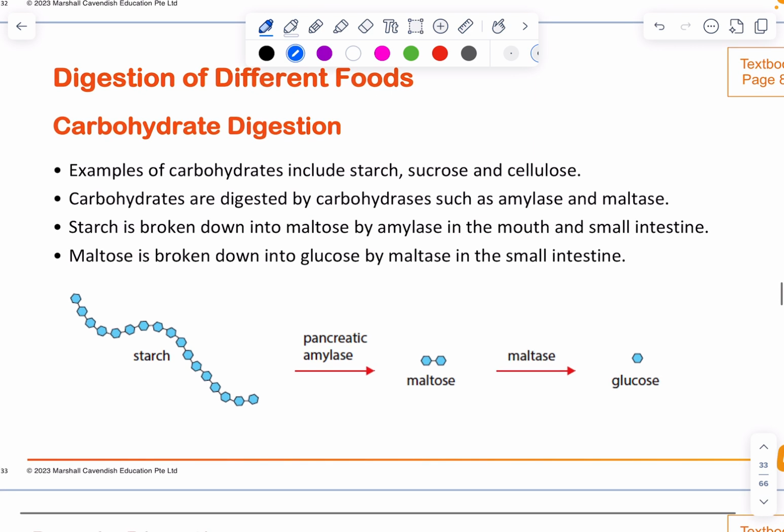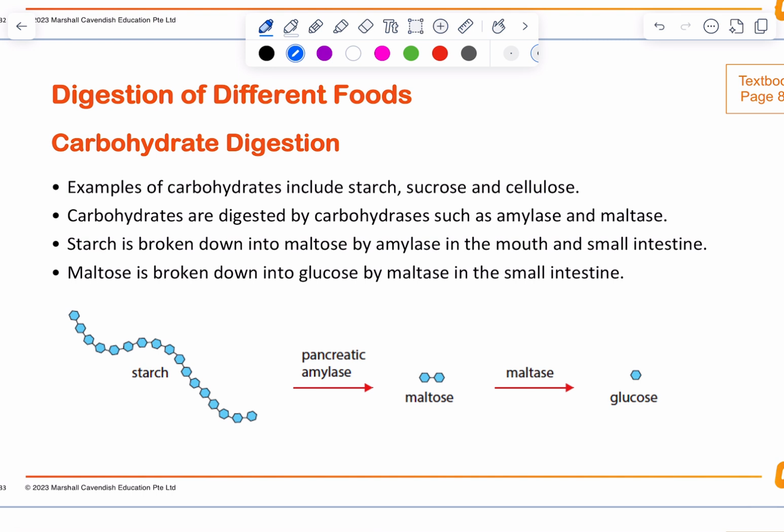Okay, so for the three food groups that we talked about just now, we start with carbohydrate digestion in the small intestine. Starch is digested in the mouth by salivary amylase, and in the small intestine by pancreatic amylase. Maltose is further broken down into glucose by the function of maltase. Glucose is the one that is absorbed. Maltose is still a bit too big, so it won't be absorbed by the small intestine. So this happens in the small intestine.